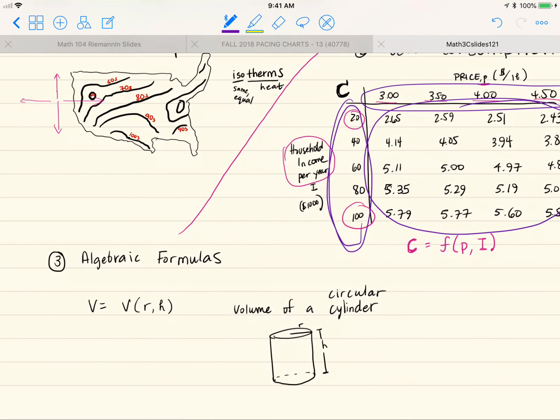Okay, so the last example is an example we've probably been seeing forever. These geometric examples are great for algebraic formulas. Just think about the volume of a circular cylinder. The volume is a function of two variables, the radius of the base of the cylinder and the height of the cylinder, right? And so we actually have a formula this time around, and it would be pi r squared times the height.